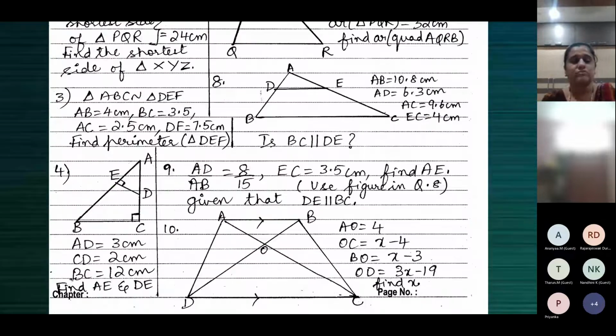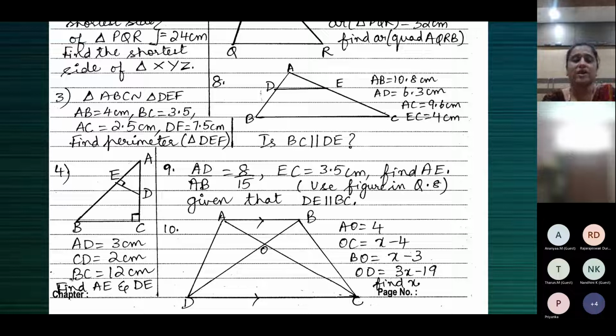Fourth one, 4. Name the two right triangles in the figure. AED and ACB. Yes, ACB. So Raja Rajeshwari, how will you show that these two triangles are similar? Which rule? AA criterion we could use. Very good, very good. AA criterion, very good.